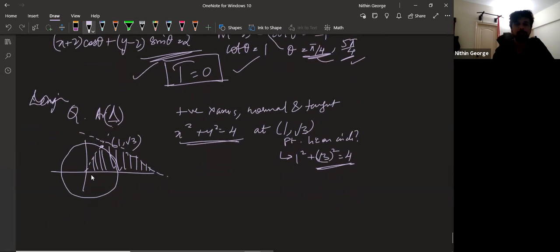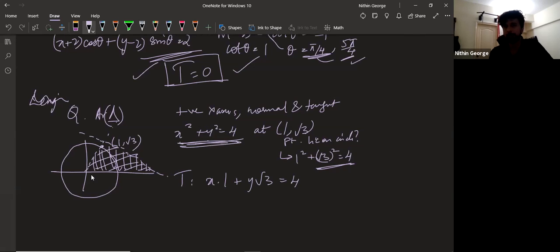So how do we take care of this? So how can you find the normal? Can you find the tangent? Tangent will be what? x into 1 plus y into root 3 equal to 4. Remember, x x1 plus y y1 equal to 4 because the point is given on the curve. Okay, so this is the equation of the tangent.